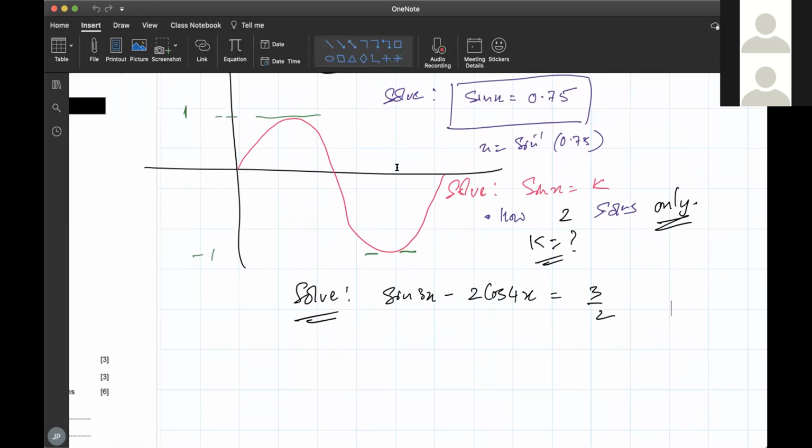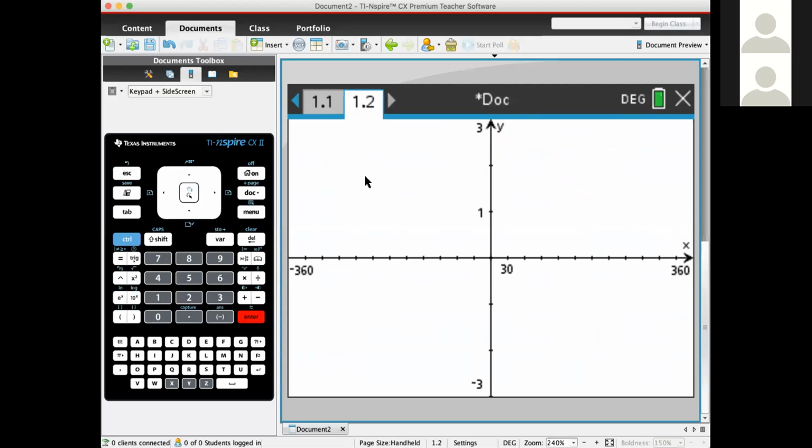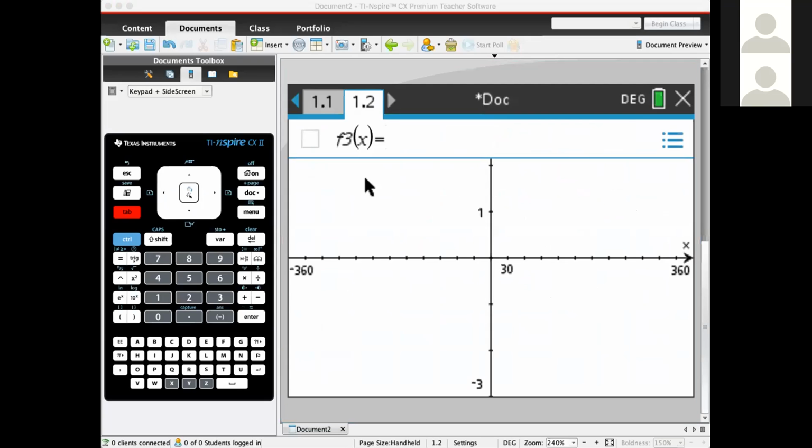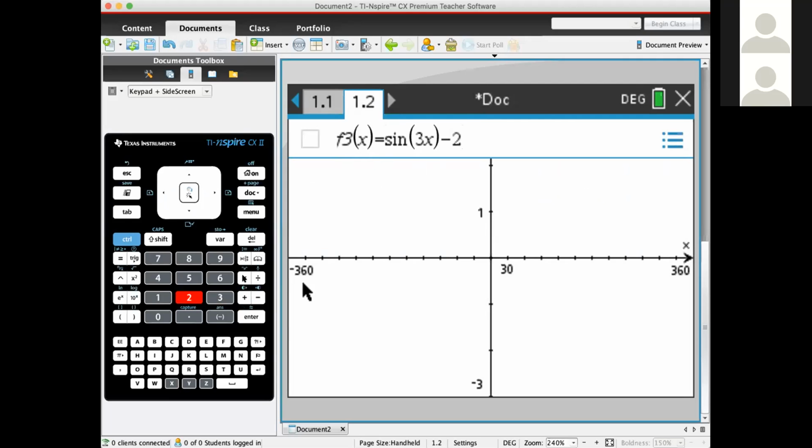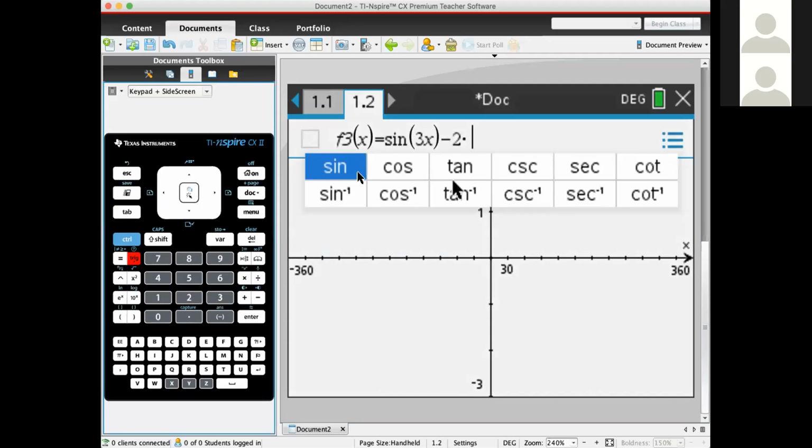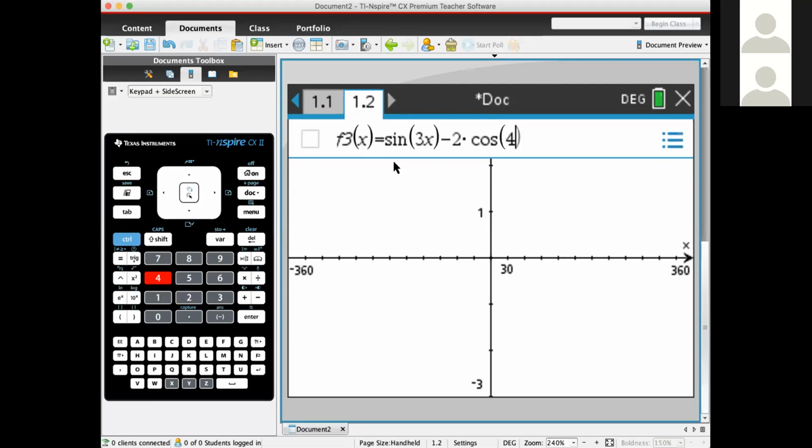Let's enter that: sine 3x minus 2 cos 4x. Let's use that as the example. I will write that as it is. To get the entry line, just hit tab. It was sine 3x minus 2 cos 4x. Be safe and put the times, okay? Sometimes it shows up, sometimes it doesn't. 4x. That was my function.